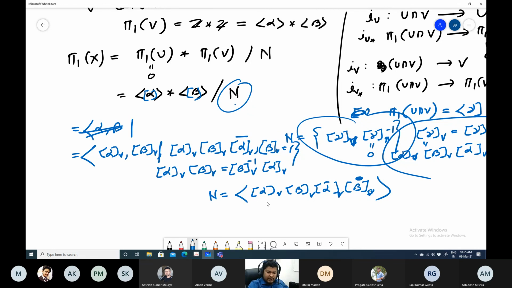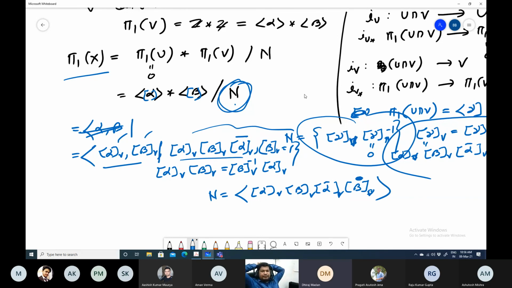So the elements of this one are identity only in this group, because we are taking the quotient over this. So this is equal to this, and this is called a relation. This is the generator and this is the relation, because this is identity. So we can say that pi1 of X is generated by this and this, where this product will be identity, because this product is an element of N.